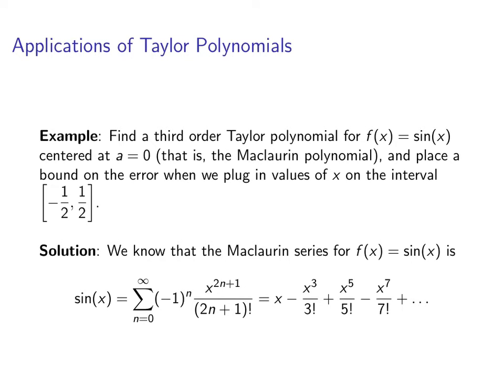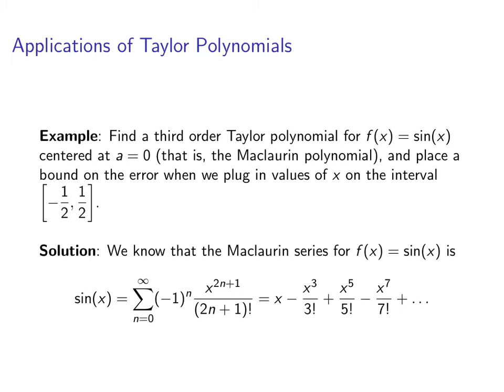Now we know what the Maclaurin series for f of x equals sine x looks like. It's one of our known series. It looks like the sum where n goes from 0 to infinity of -1 to the n, x to the 2n plus 1 all over 2n plus 1 factorial. If you'd like to write that without the sigma notation, then we're looking at x minus x cubed over 3 factorial plus x to the 5th over 5 factorial and so on.